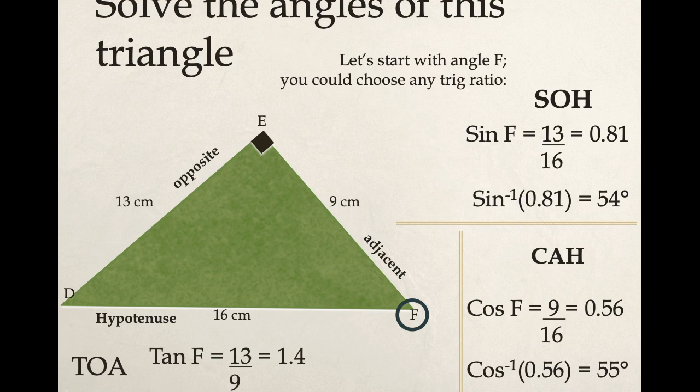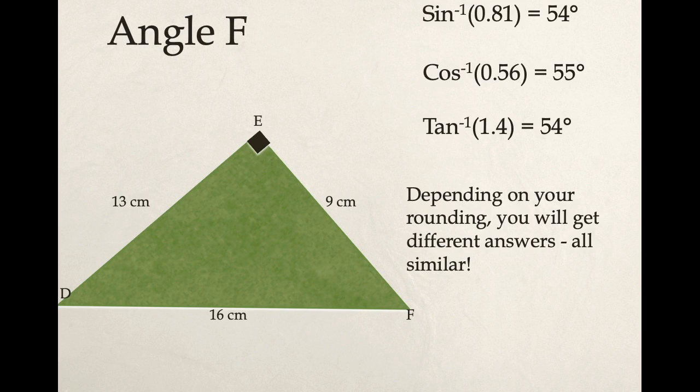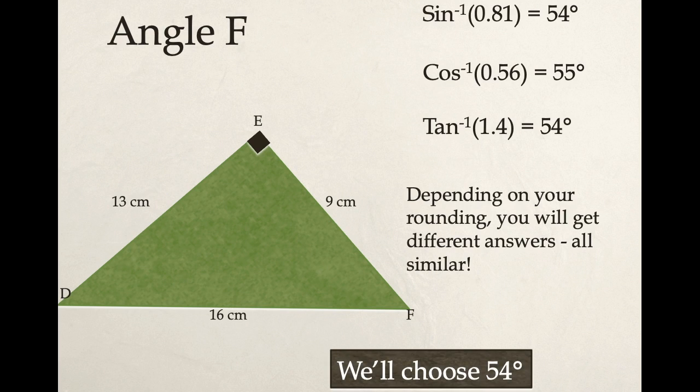And last but not least, you could have also used TOA, or the tan function, by doing the opposite over the adjacent, which would be 13 over 9 in this case. Tan of F is equal to 1.4, but once again, we don't want tan of F, we just want F. So because we're using tan, we'll then find arctan and do the tan inverse of 1.4, which is 54 degrees. So we have 54 degrees here and 55 degrees, but you know that it's something along those lines. You will definitely get different answers, but they are not going to be far off from each other. So in this case, we're just going to use the 54 degrees and move forward.